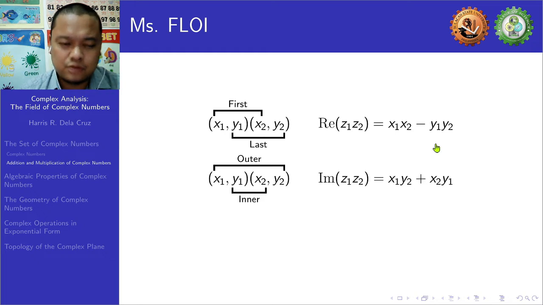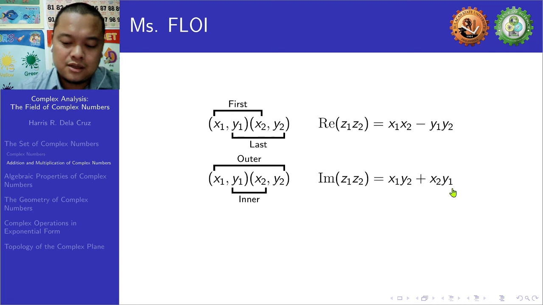Now, O is outer while I is inner. So outer means x1 times y2, because if you look at the position when you're multiplying them, they are on the outer of the product. So that's x1 y2. On the other hand, the inner is given by y1 times x2 or x2 times y1 since multiplication is commutative. Because when you look at the product, the position is inner. So you have O, x1 y2, plus I, which is x2 y1.